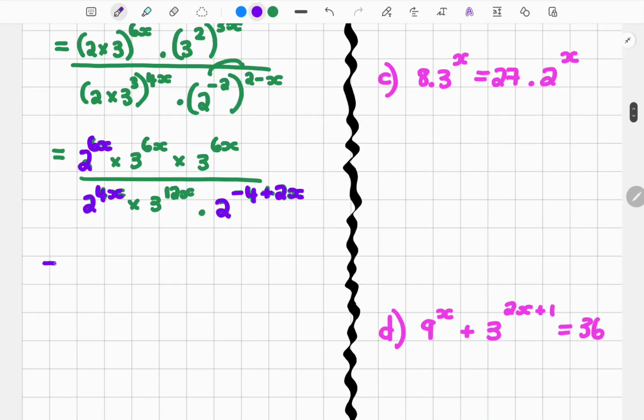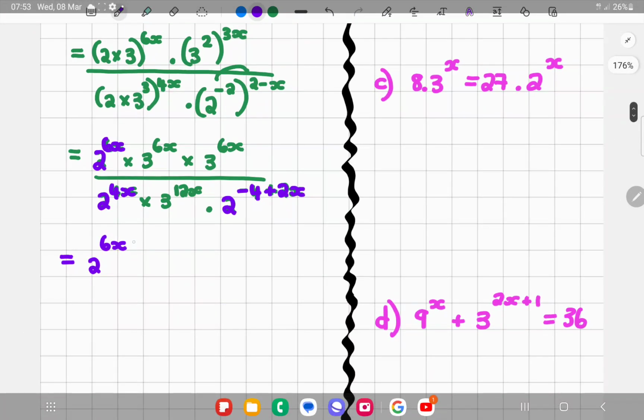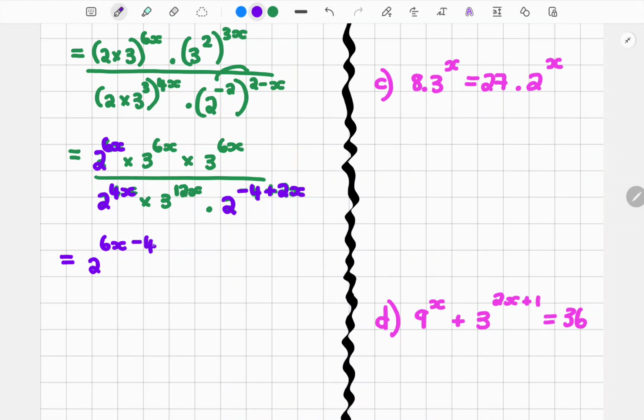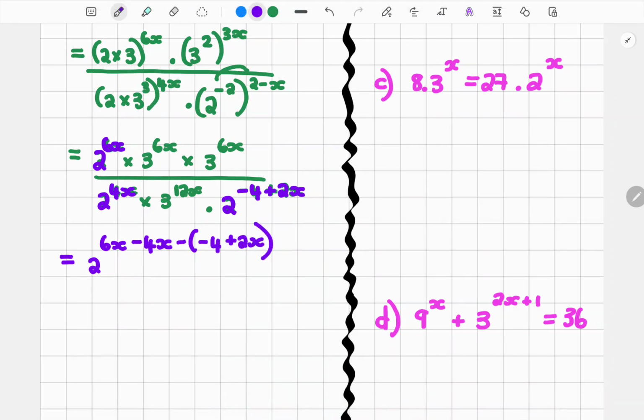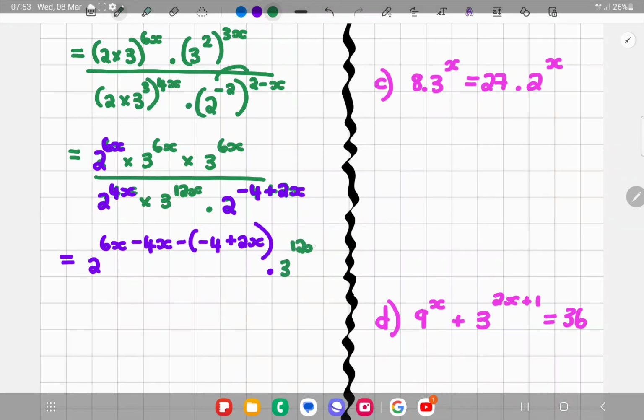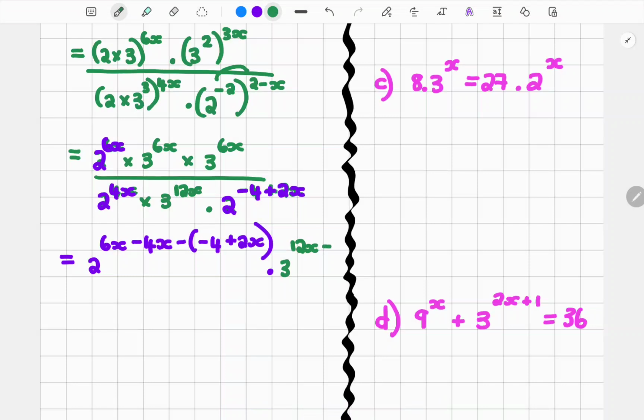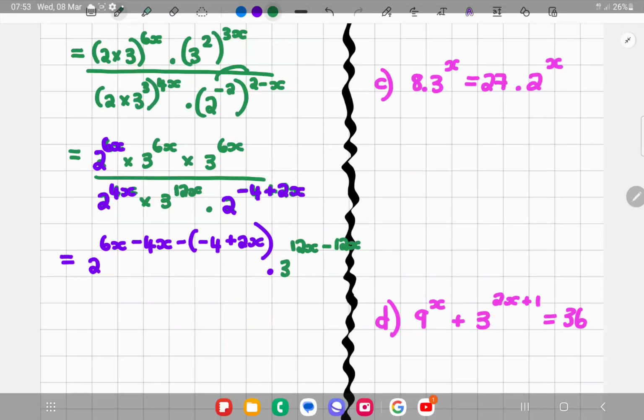Okay, so let's do those ones first. 2 to the power 6x, and now because they're at the bottom, we're going to minus 4x minus, remember if there's more than one term, it's best to put it inside brackets. Okay, and then that's going to be times, let's do that in the other color, 3 to the power 6x plus 6x is 12x, minus, at the bottom there's a 12x.